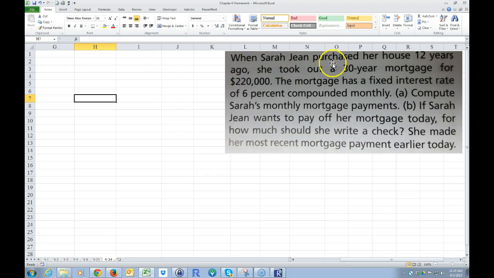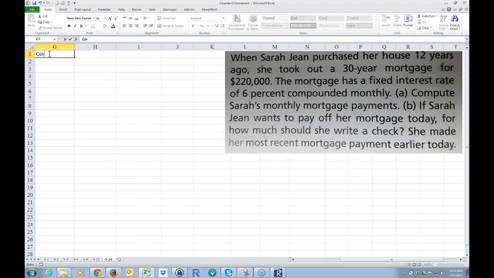So it says, when Sarah Jean purchased her house 12 years ago, she took out a 30-year mortgage for $220,000. The mortgage has a fixed interest rate of 6% compounded monthly. A, compute Sarah's monthly mortgage payments. And B, if Sarah Jean wants to pay off her mortgage today, for how much should she write the check? She made her most recent mortgage payment earlier today.